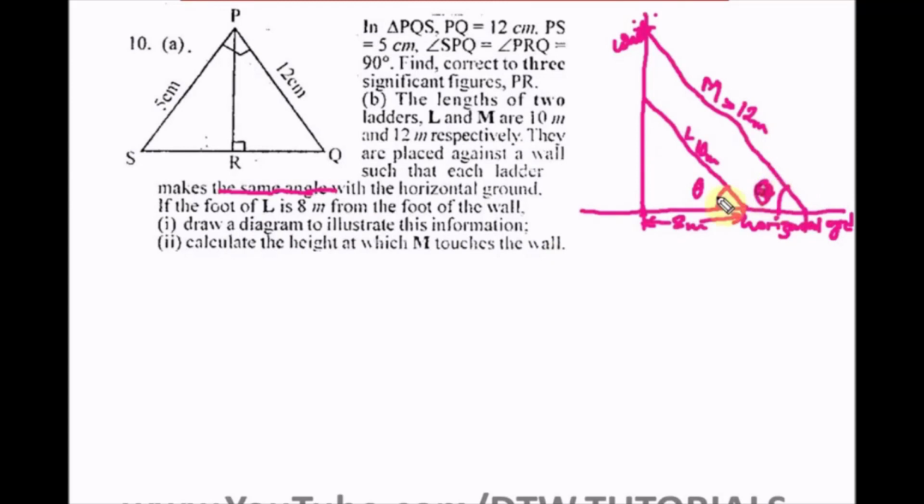So we have theta, and theta is the same. Since the question says makes the same angle, theta will be equal to theta. That's why I made them the same thing. Don't go and put x here and put y. When you do that, it's saying that you have different angles, but theta equating theta is the same angle. And you have L equal to 10 meter, M is equal to 12 meter. So this is the interpretation of the diagram.